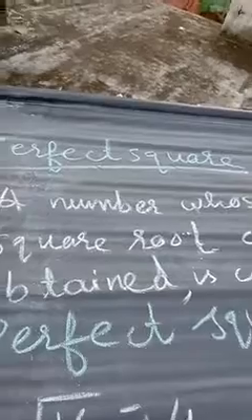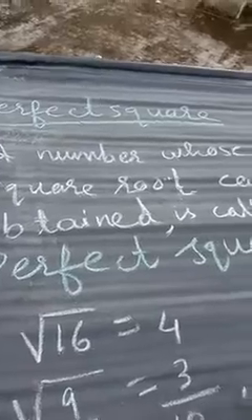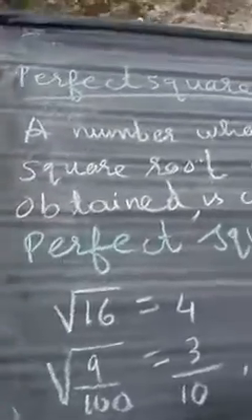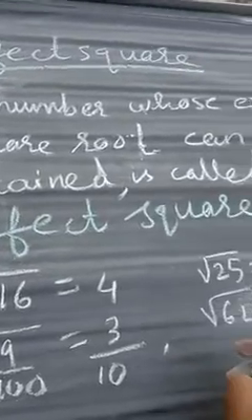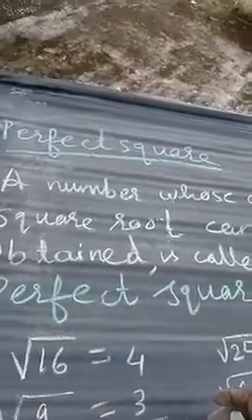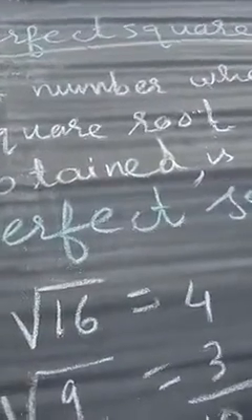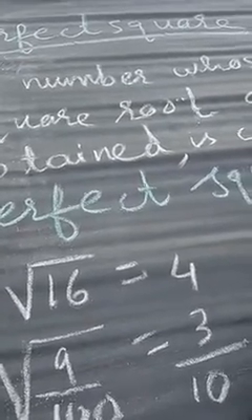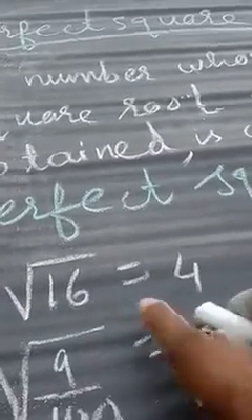Next, a perfect square. What do you mean by perfect square? A perfect square means a number whose exact square root can be obtained. For example, root 16. The exact square root of 16 is 4. So 16 is a perfect square.